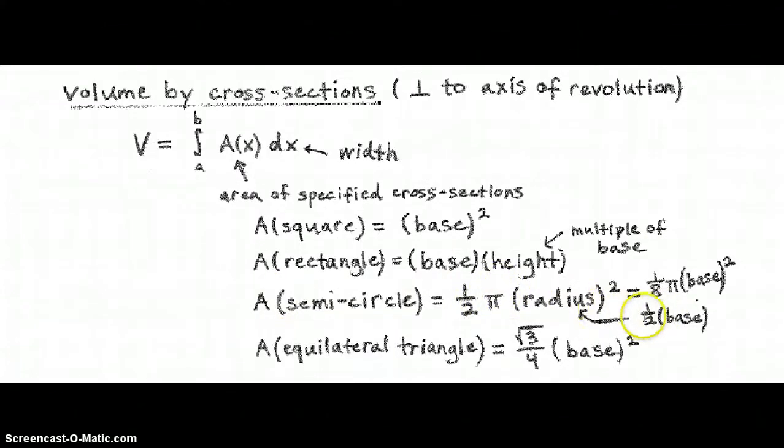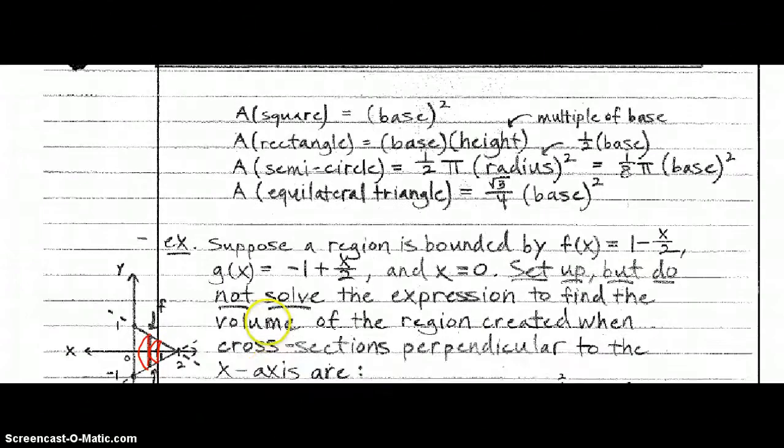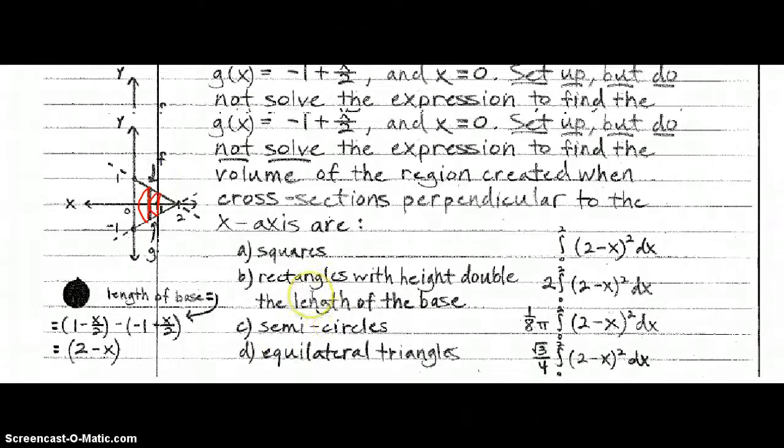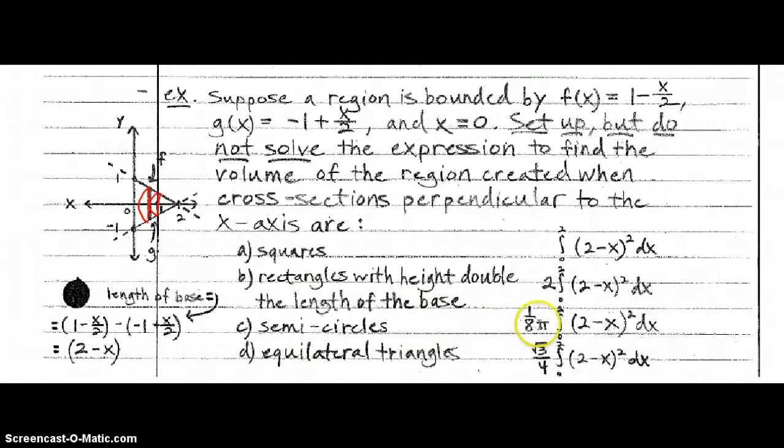You can see that a little bit better here on the back of the curriculum map. So if I put a 1/2 times the base in here, and I square it, 1/2 times 1/2 is 1/4, times the 1/2 out front gives me the 1/8, and then it just becomes my base squared. Once you know the formula, it's easy to set up: 1/8 pi times the integral from 0 to 2 of my base squared dx.